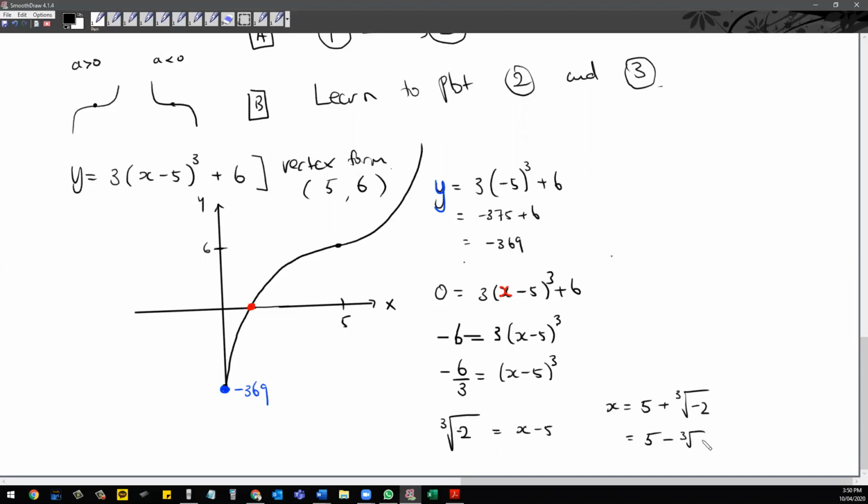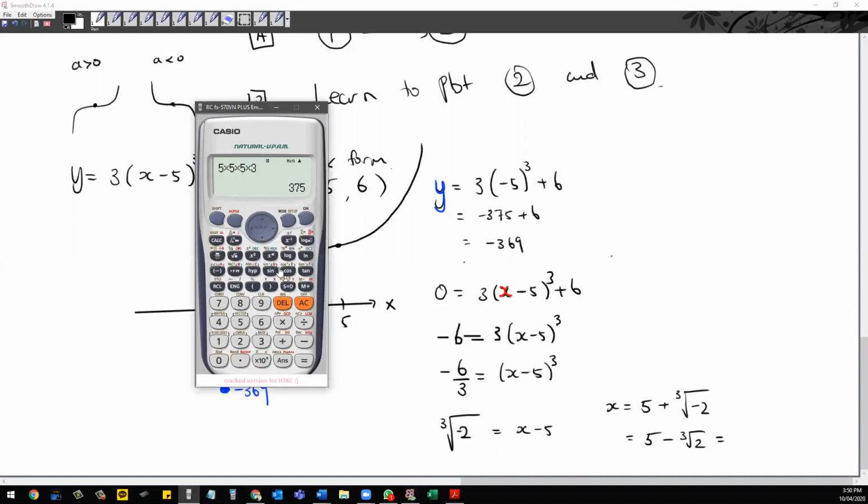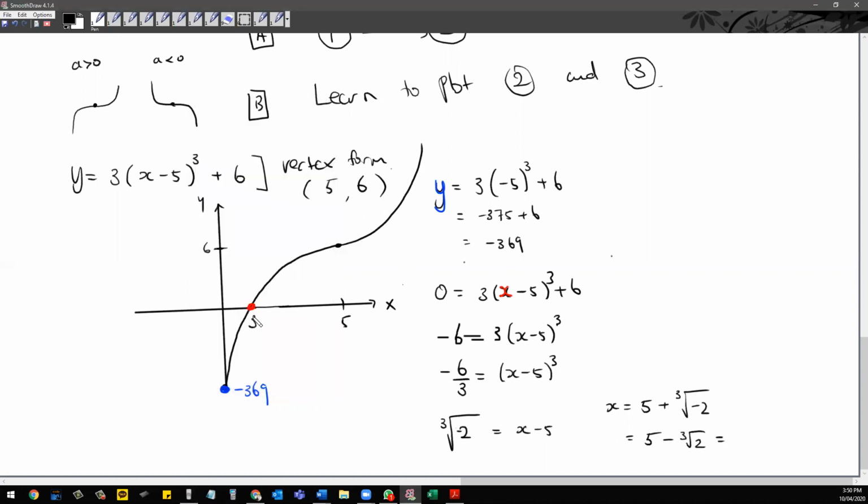So it'll look like that. That's why it's a little bit less. Right? So it's 5 minus cubic root of 2. So that'll be 3.74. True? Yeah. So that's the answer to this graph over here. Okay.